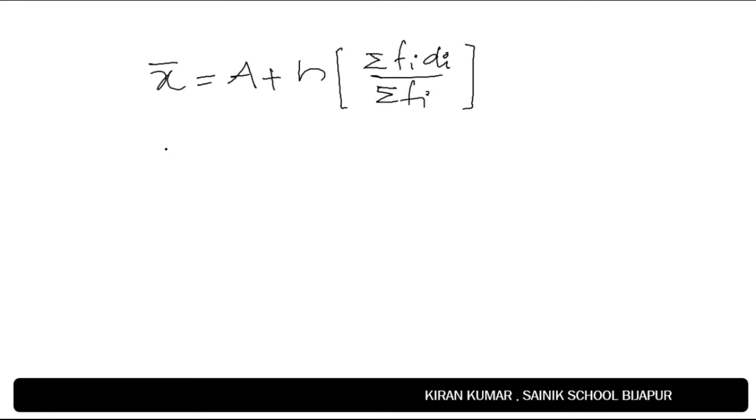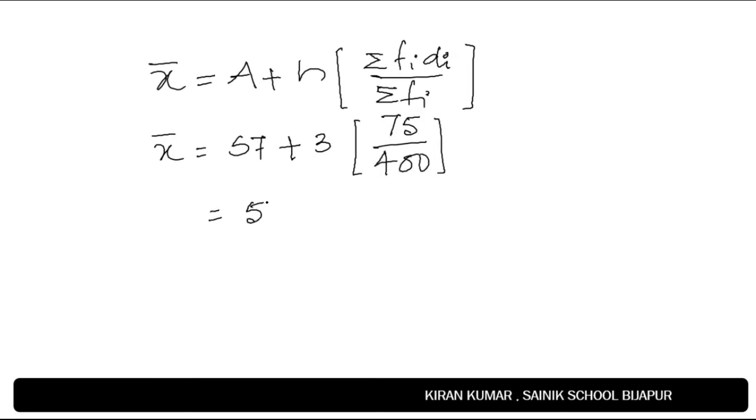Now let's make use of the formula. X bar is equal to assumed mean plus the class size multiplied by sigma fi di divided by sigma fi, and the assumed mean was 57 plus the class size h is 3, 75 is sigma fi di, and 400 is sigma fi. On simplification, we get it as 57.19.